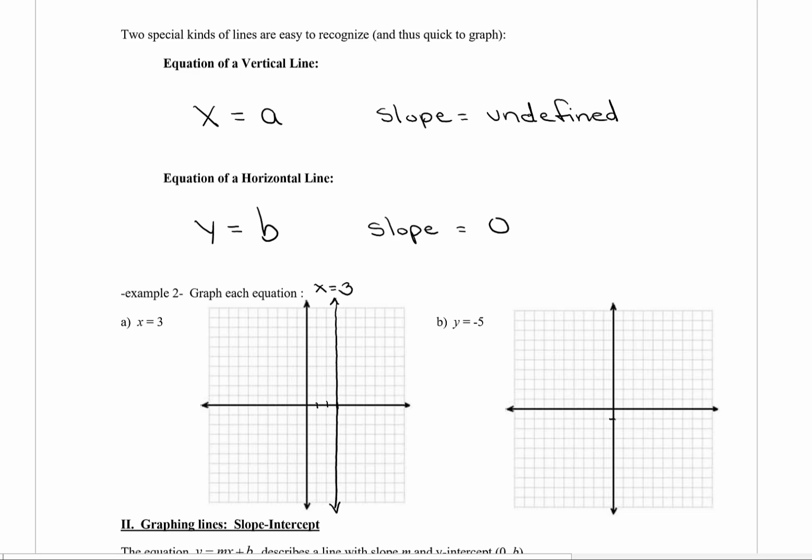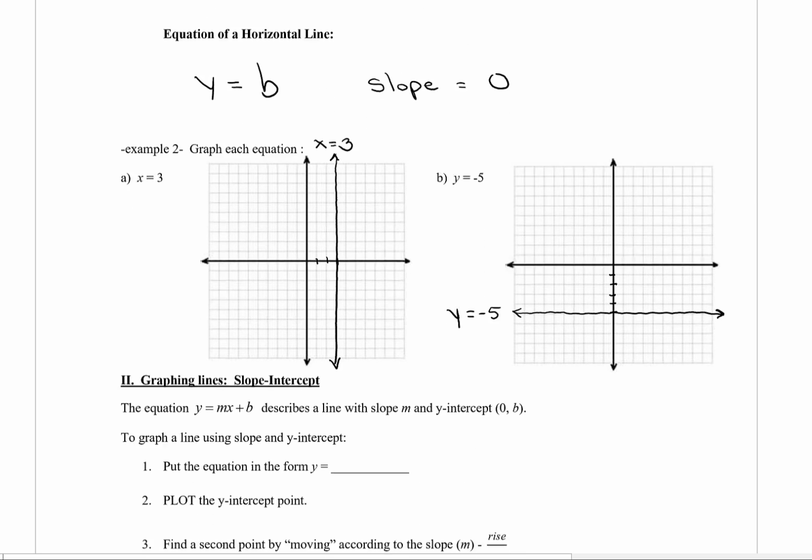For b, we have y equals -5. I'm going to draw tick marks on the y-axis. So we have a coordinate plane here, and I'm going to go from 0 to -5 by a scale of 1. I'm going to draw a horizontal line at y equal to -5, and I will label that line with the equation y equal to -5 on the left-hand side of the line.